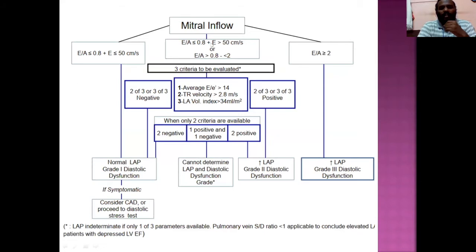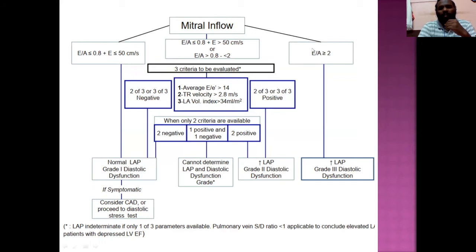So the first step in assessing whether the mean LA pressure is increased or not is looking at the transmitral pulse Doppler, the E velocity and the A velocity. E velocity is the early transmitral inflow velocity, and the A velocity is the late transmitral velocity. When E by A velocity is less than 0.8 or E velocity is less than 50 centimeters per second, we say the LA pressures are normal.